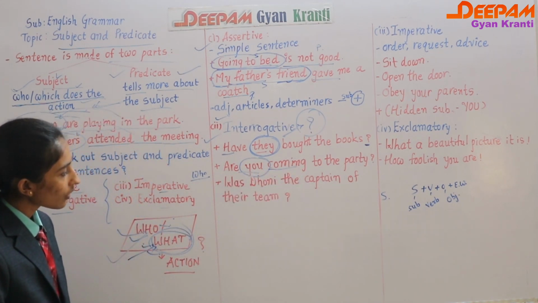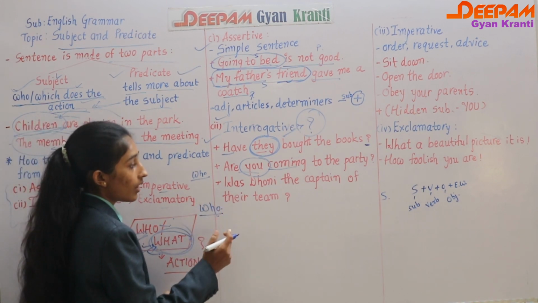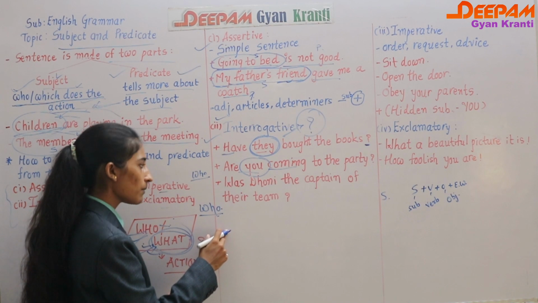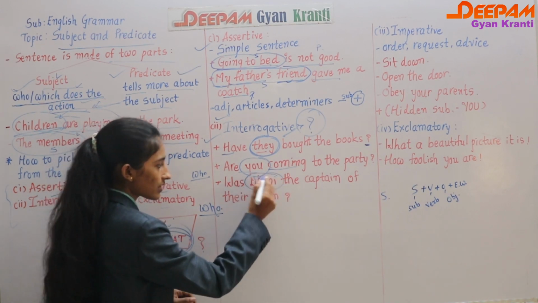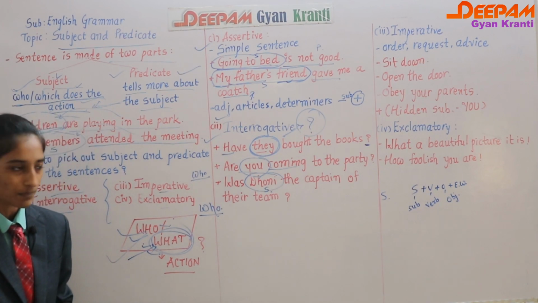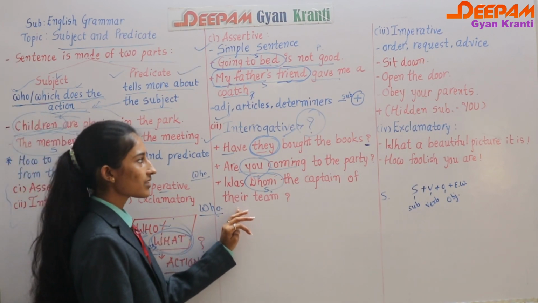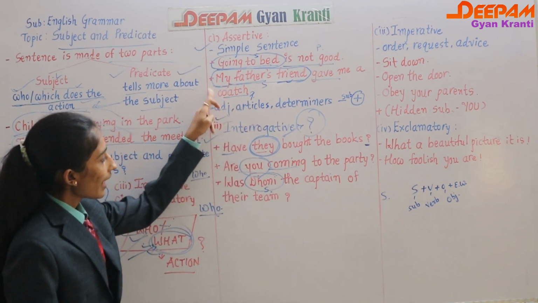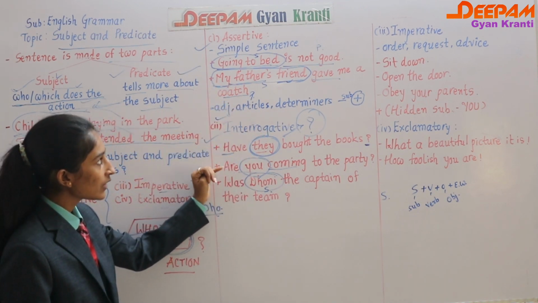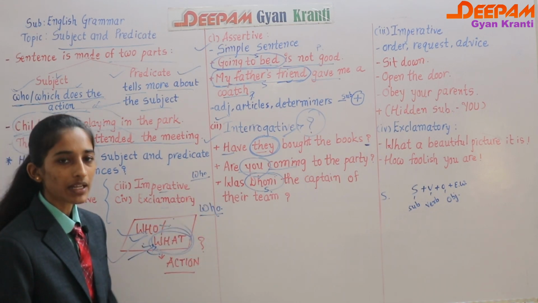Was Dhoni the captain of their team? Again I try to ask the question with who. See, who was the captain of their team? Yes, right. So what is the answer? Dhoni. So Dhoni is the subject and was the captain of their team is the predicate. Okay, so that was the assertive sentence, and then the interrogative sentence. Now third one is the imperative sentence.